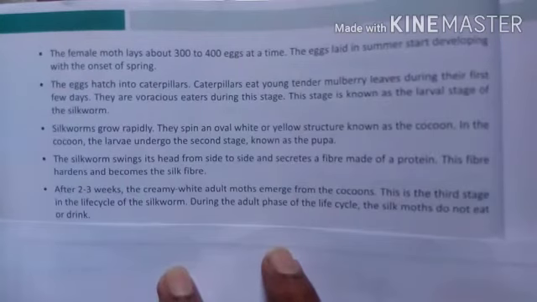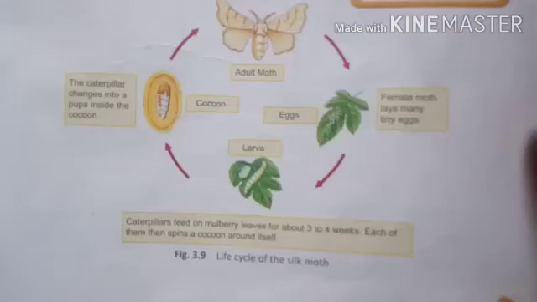You know from which stage we get the silk? We get the silk from the cocoon only. So in today's video, we have discussed the life cycle of a silk moth, how we get silk from the cocoon, and how the cocoon converts into the adult moth.